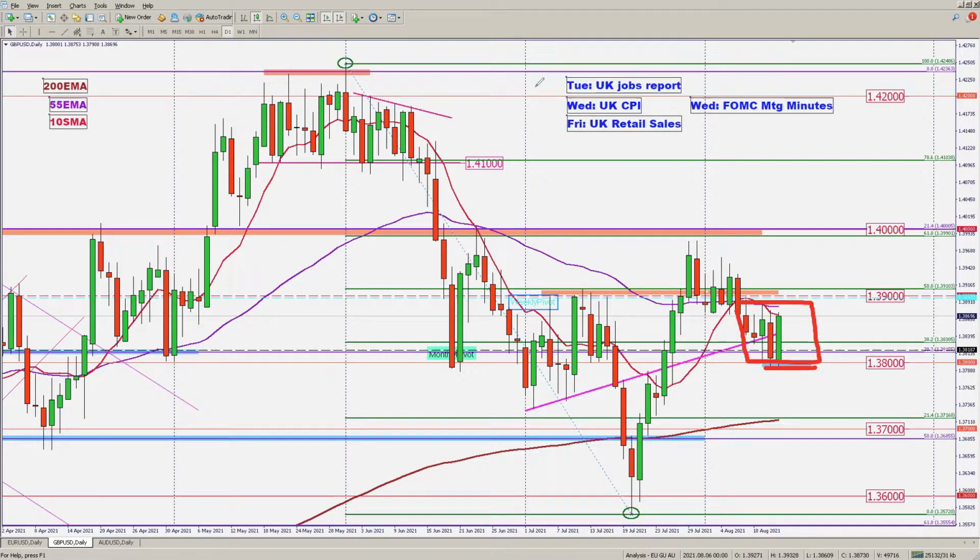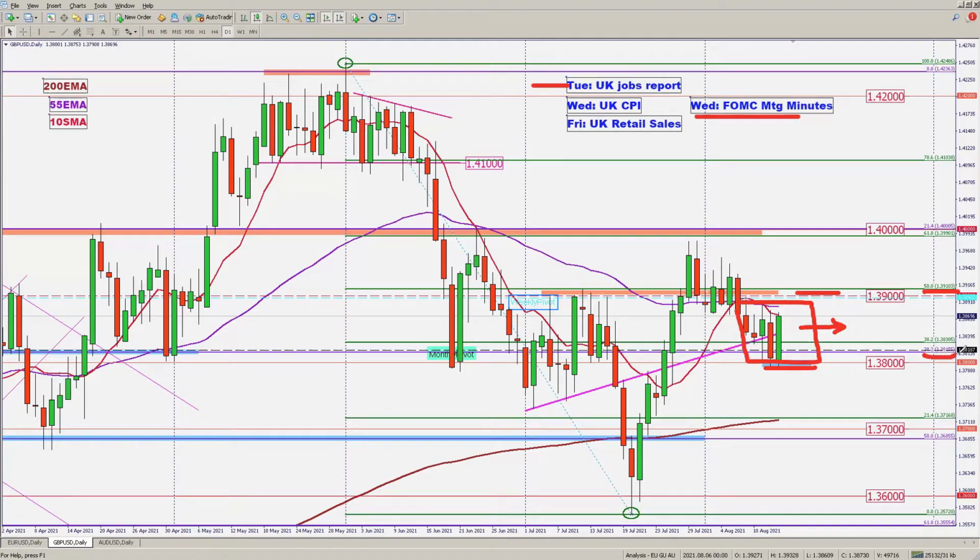This coming week, there's a couple of medium impact news with jobs and CPI, and later on Friday, retail sales, but also exposed to the US FOMC meeting minutes. We'll see if there's any new news from there. But looks like for next week could be further consolidation. Resistance is definitely at the 139 area and the 50 FIB.